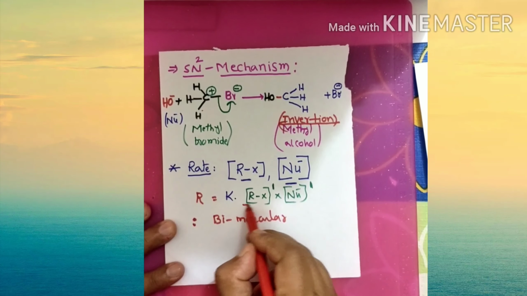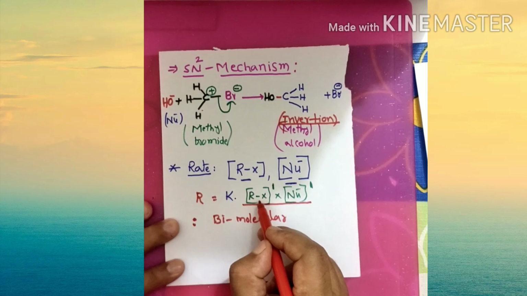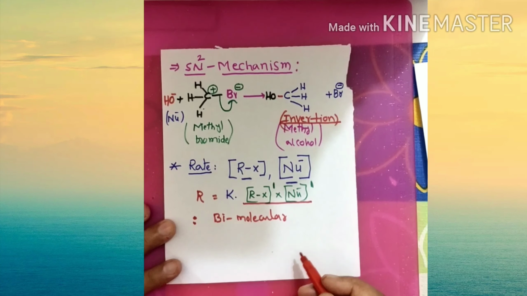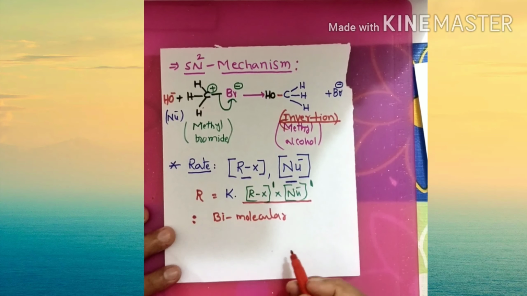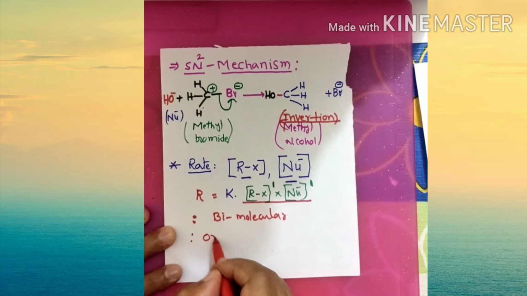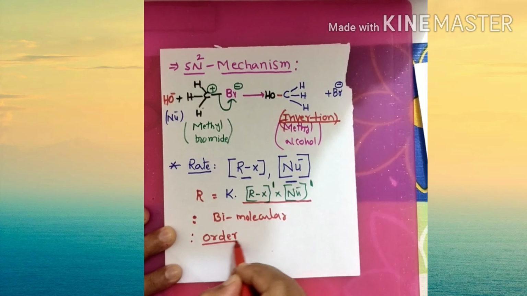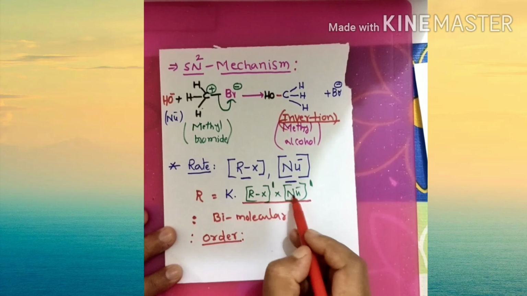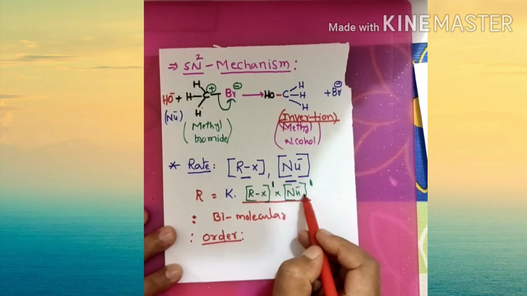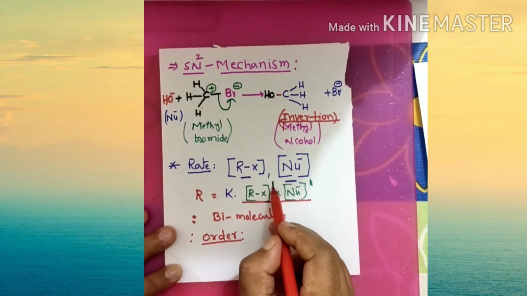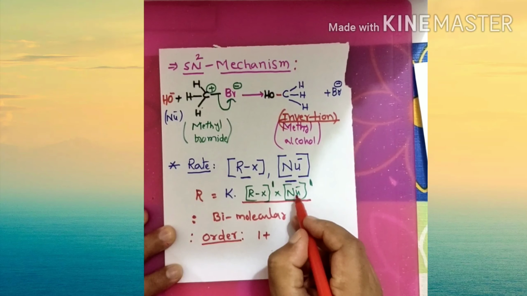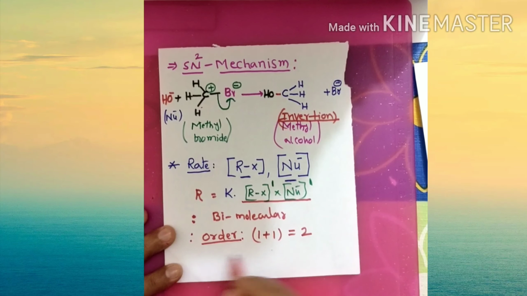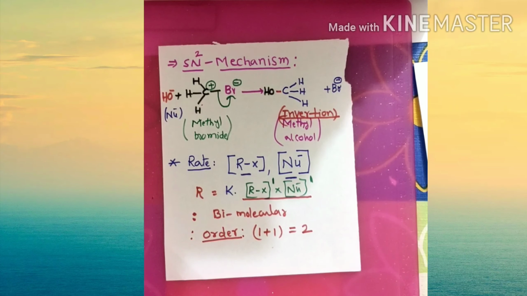So the rate depends on two things here, that is the alkyl halide and the nucleophile. That's why we call the SN2 reaction bimolecular nucleophilic substitution. And here we can also calculate the order of the reaction. What is meant by order? The sum of the concentration terms of all reagents. The concentration term of RX is 1 plus the nucleophile is 1, so the sum is 2. That's why we call this a second order reaction.